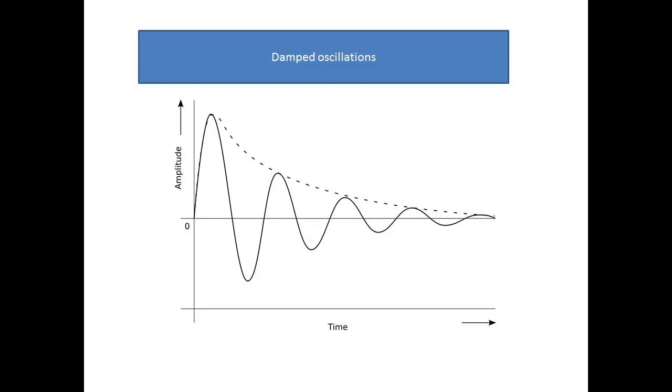As the mass spring system or the simple pendulum bob continuously oscillates, the energy gradually gets reduced, further reduced, and the amplitude also gets reduced, further reduced. The time will come when the oscillation stops and the amplitude reduces to 0.